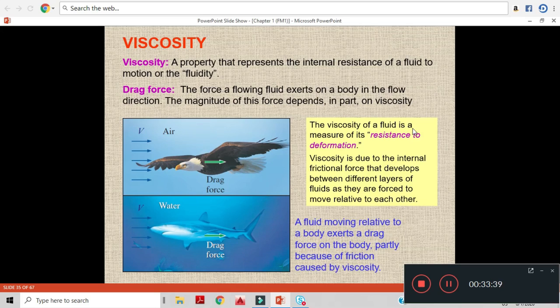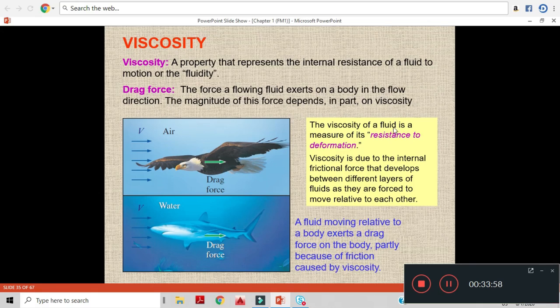The viscosity of a fluid is a measure of resistance to deformation. Viscosity is due to the internal frictional force that develops between different layers of fluid as they are forced to move relative to each other. Okay, so this is a very important consideration.